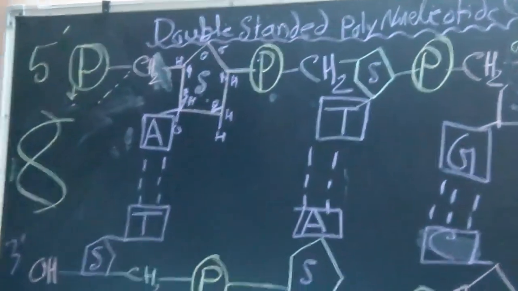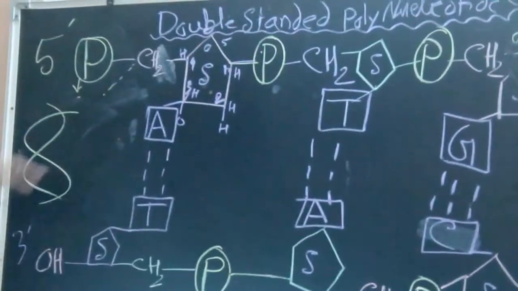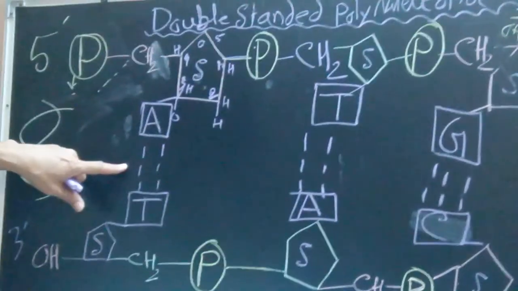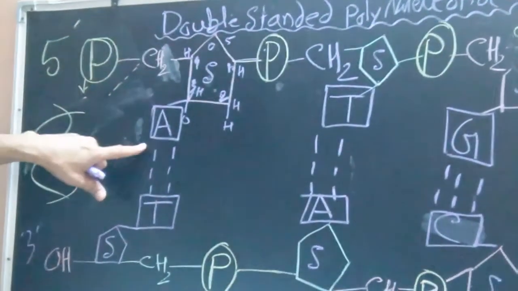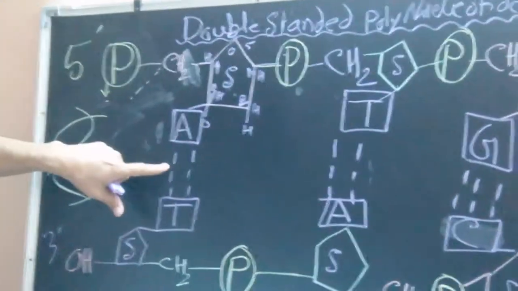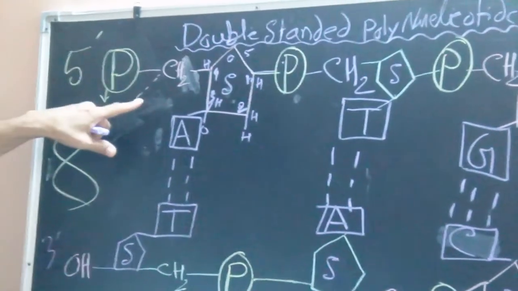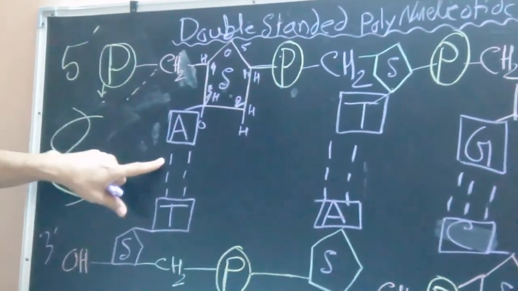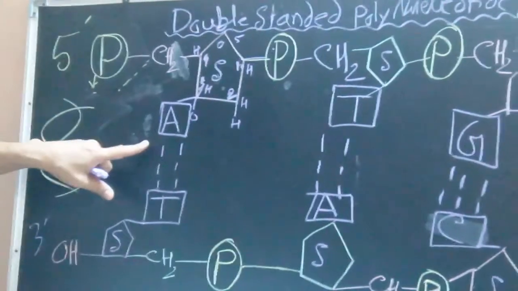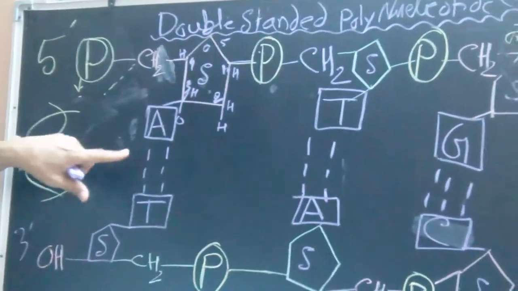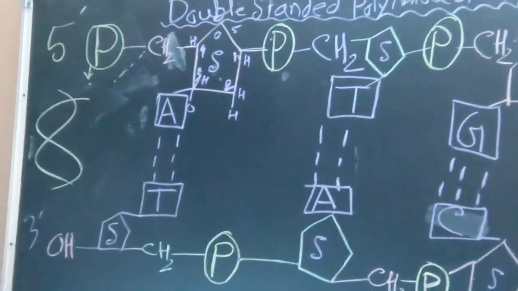I hope you will observe that. So purine, these ones are called glycosidic. We are saying this is the ester bond, and this one, purine with pyrimidine, is called a glycosidic bond.